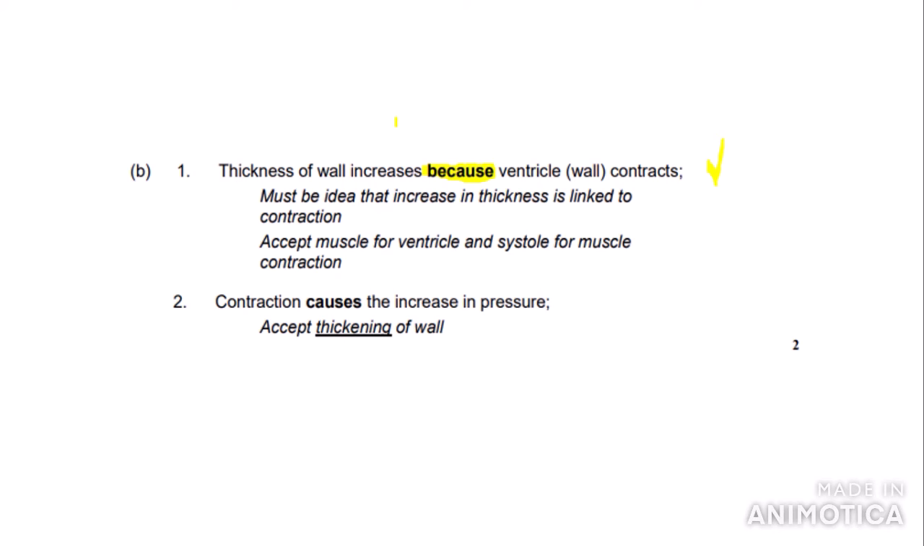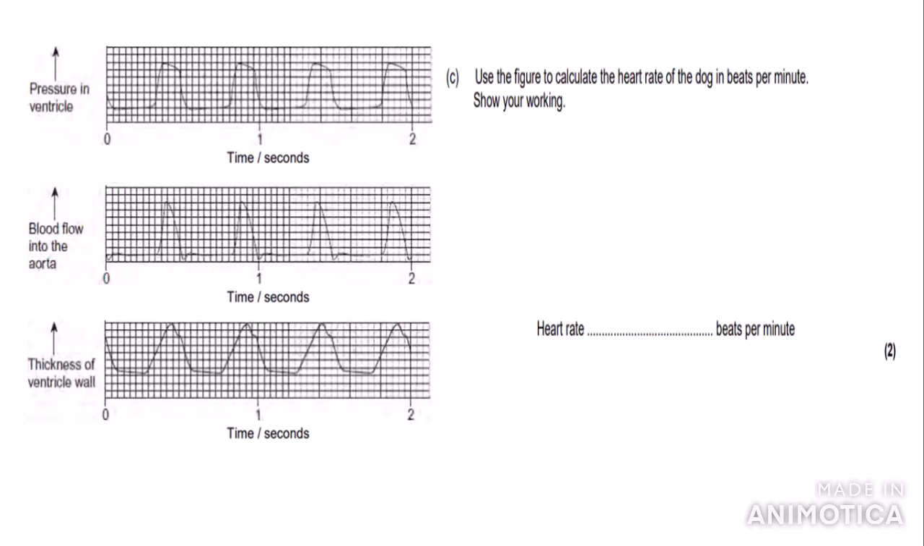So the second marking point is contraction causes the increase in pressure. So the increase in pressure is a direct result of the contraction. And it says accept thickening of the wall. So you can write that as well if you want. So that's 2 marks there. So this is the last question that we're going to talk about, which is a maths question, which is everyone's favourite. So use a figure to calculate the heart rate of the dog in beats per minute.